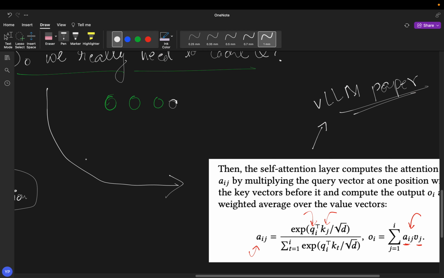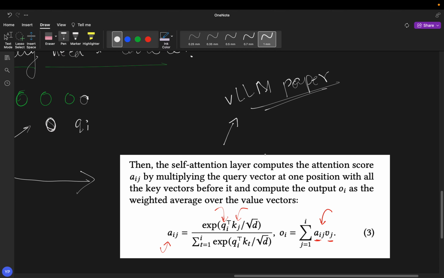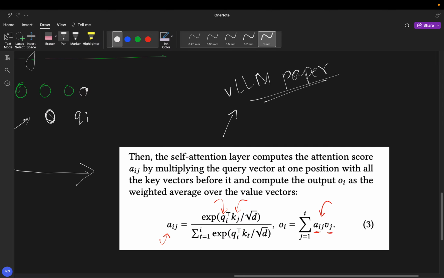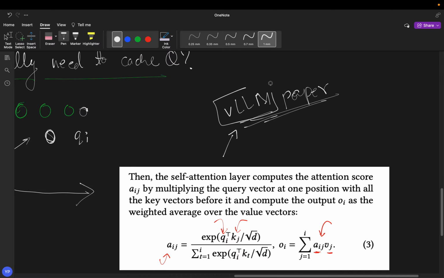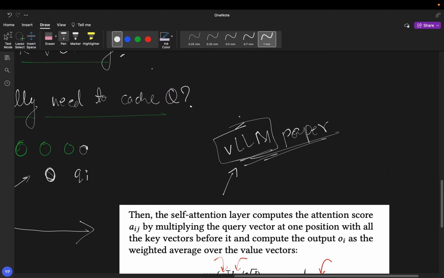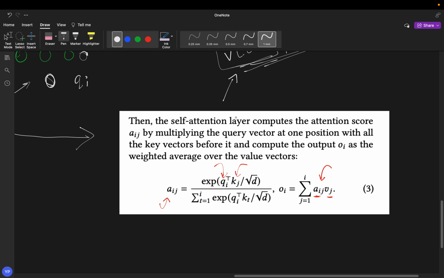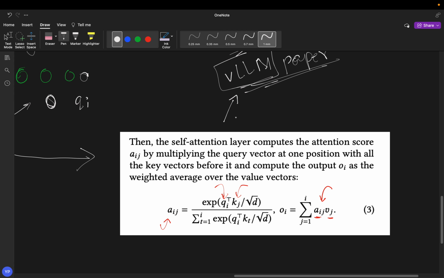So the actual use of Q, the query, is not really needed, because we're not using the whole Q but only the particular Qi. It would be more clear with this particular formula. So this is from the vLLM research paper. What is vLLM? You can just look it up on the internet. They introduced this whole caching thing and the computation optimizations.